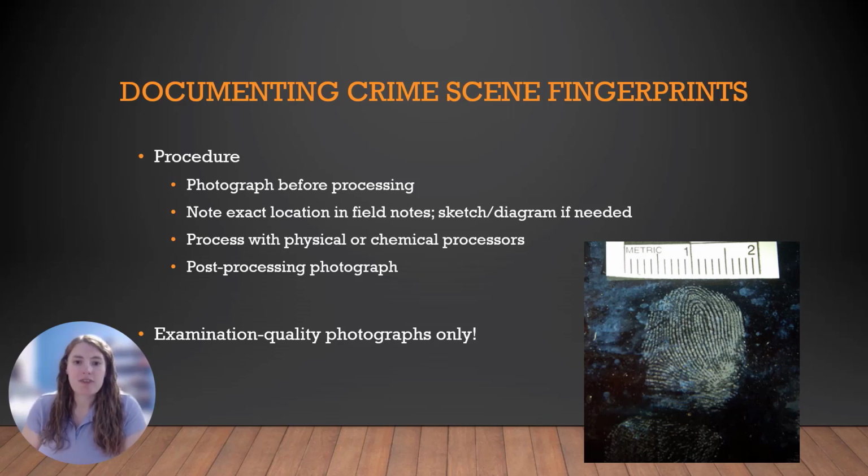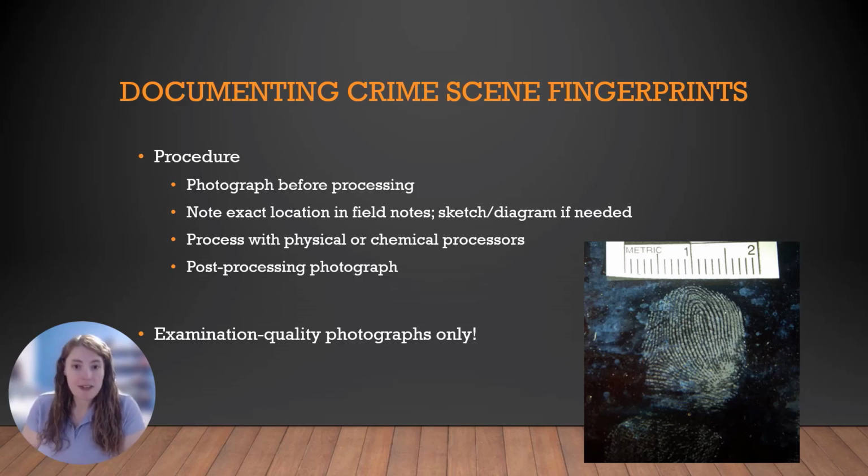Proper documentation of fingerprints is crucial for ensuring evidence integrity and admissibility in court. Every fingerprint collected must be recorded with detailed notes and high-quality photographs. For each fingerprint lift, the procedure should be as follows. Step 1. Photograph before processing. If a fingerprint is visible to the naked eye, even if only partially, take an initial photograph before attempting any enhancement. This photograph should be examination quality, so it should include a scale, fill the frame with the fingerprint, and it should be photographed with the camera looking directly perpendicular at the surface.